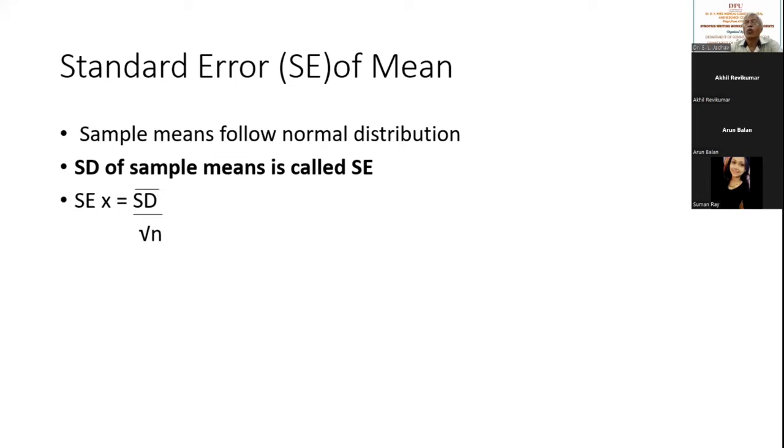So we know if you arrange the sample means, they'll follow normal distribution. And what is standard error? Standard error is the standard deviation of sample means. Now, the standard error is given by the formula SD upon root of n. If I want to reduce standard error, what should I do? Usually, I should increase sample size.